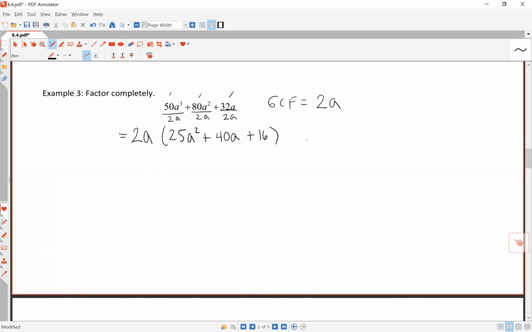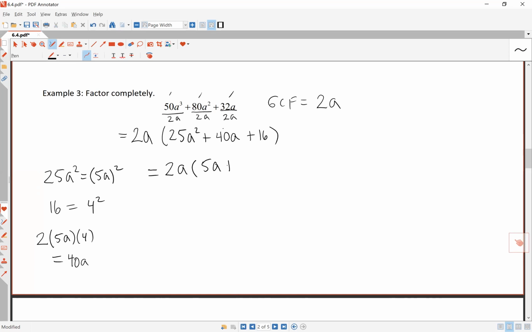Now what remains is a first term that's a perfect square. 25a squared is 5a squared. 16 is 4 squared, and then we check 2 times those two terms to see if it gives us the 40. 2 times 5 is 10, times 4 is 40a. So this is a perfect square trinomial, so we write it as 5a plus 4 and 5a plus 4.